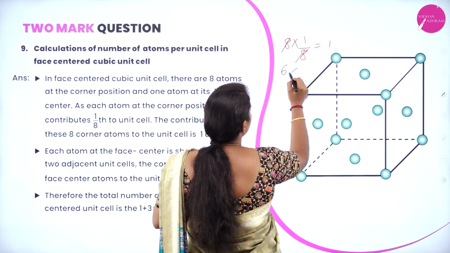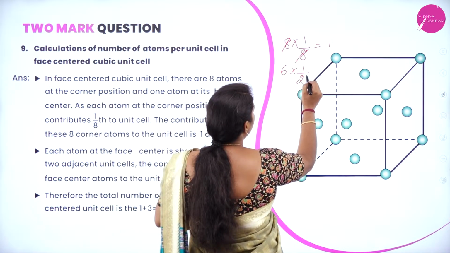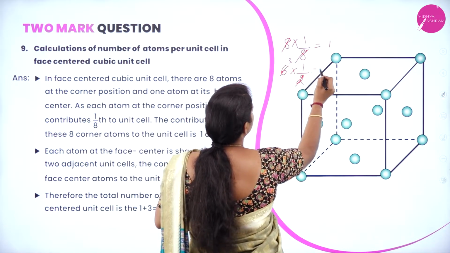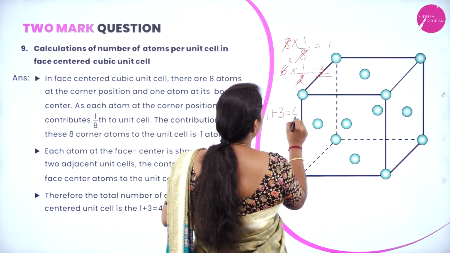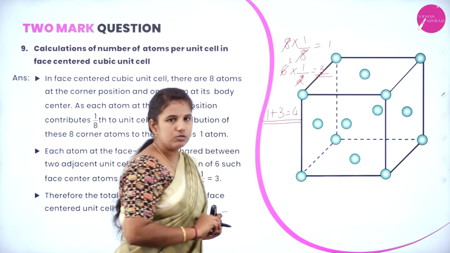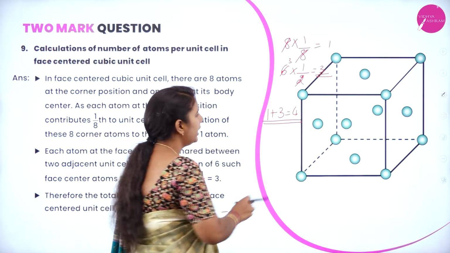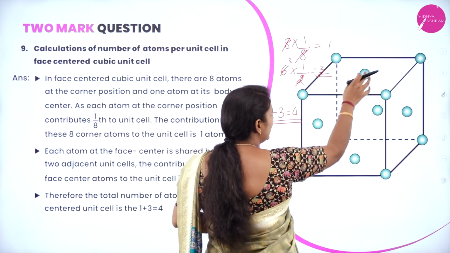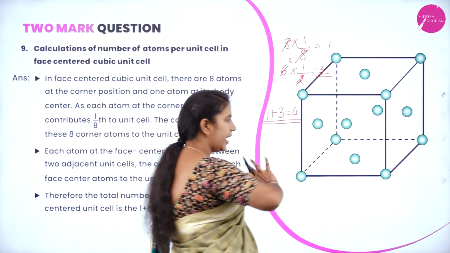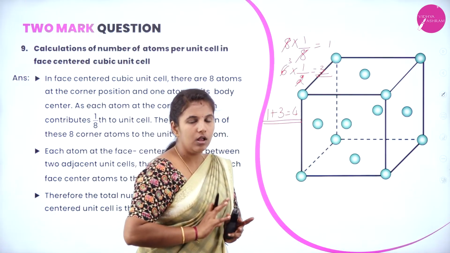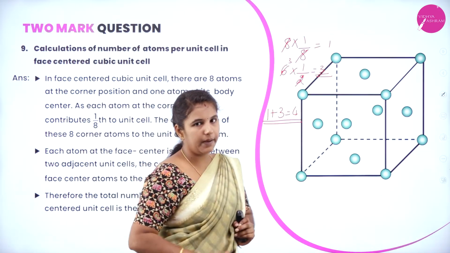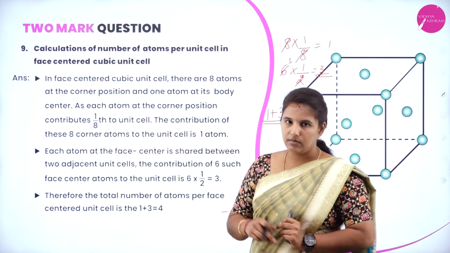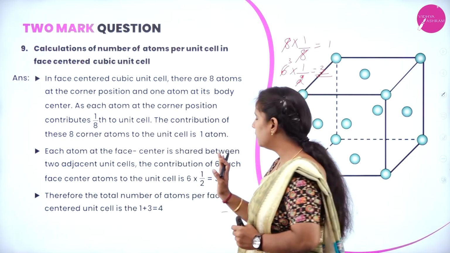So it is 6 into 1/2. 2 ones are 2, 2 threes are 6, so it is 3. So it is 1 plus 3 is equal to 4. Why, ma'am, is it 4? Because you can see that the particles present in the faces are shared between 2 unit cells. Correct, no? That is why I have written 6 faces into 1/2. So it is 3. So 1 plus 3 is nothing but 4.